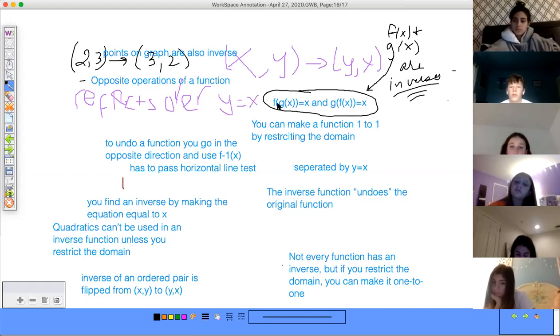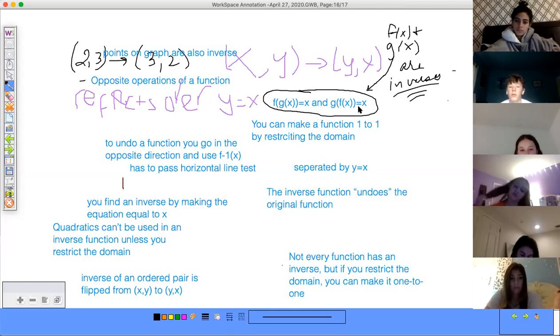If I plug some function into another function and it spits back x, and if I do it the other way and it spits back x, it's telling me that I can get back to where I started, and therefore I can say f of x and g of x are inverse functions. Very good.